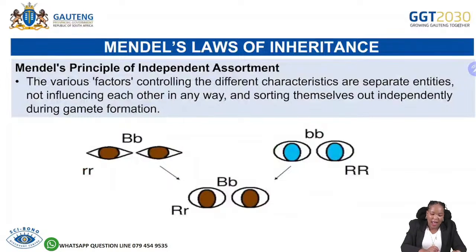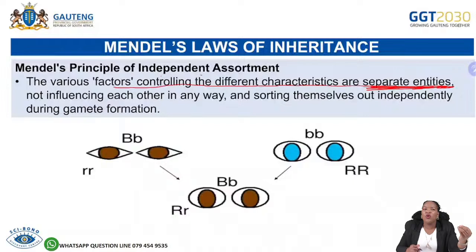Then Mendel's principle of independent assortment. Various factors controlling the different characteristics are separate entities. Now, separate entities. Independent assortment. What makes the color of your eye will not influence what makes the shape of your eye. So you can inherit the color of your eye from your mom and the shape of your eye from your dad. So it does not mean that if you get one characteristic, you're going to get all of them from only the one parent. So it means they are separate entities.